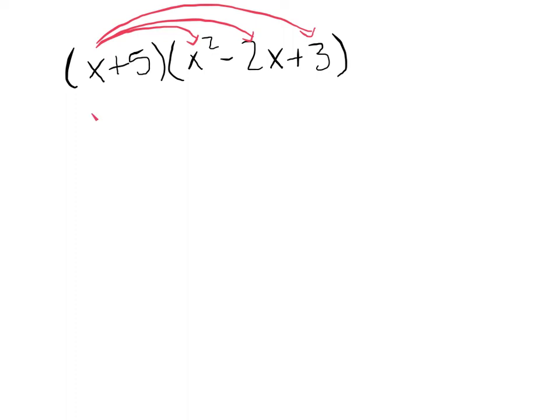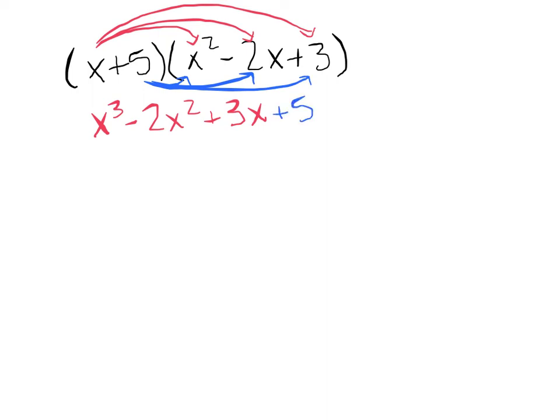X times x squared is x cubed. X times negative 2x is negative 2x squared. And x times 3 is positive 3x. Now I'm going to do the second part, the 5. And the 5 needs to go with all 3 things. So we're going to end up with 5x squared minus 10x plus 15.